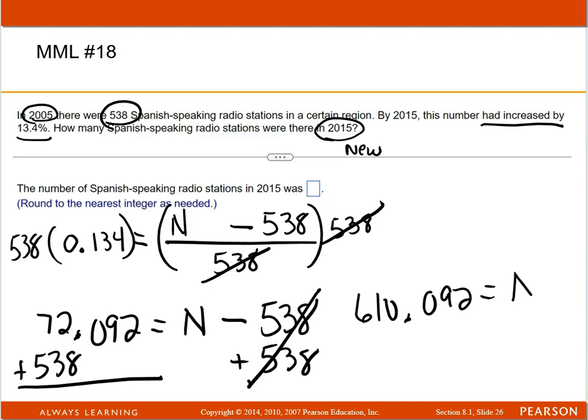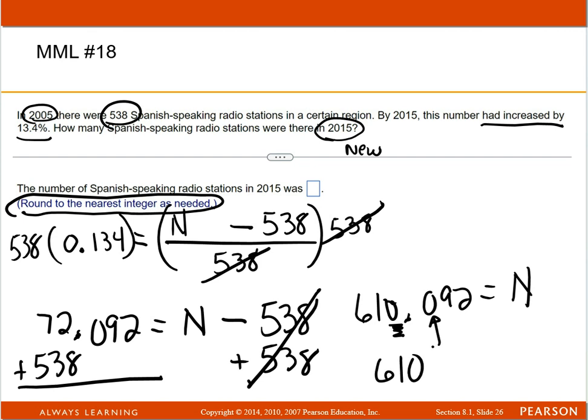is equal to my number, and it does say round to the nearest integer. An integer is a positive or negative whole number, and so the 0 is in the whole number position. Because the next number to the right of it is a 0, this just stays as 610. And that is my final answer on number 18.